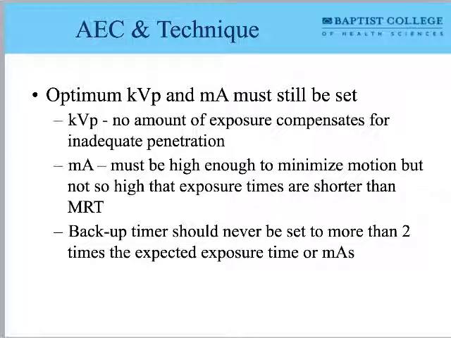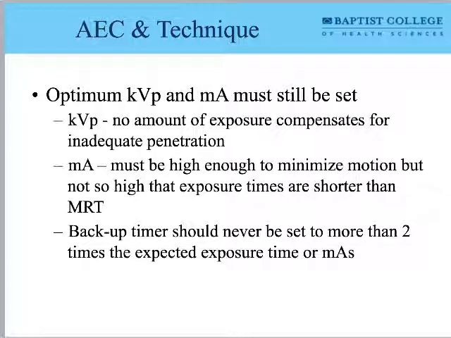Another thing that can happen if we're using this and we can hit the backup timer is if we didn't activate the right ionization chamber. So we see at the bottom of this column on the left, a common error while using the AEC is to forget to activate the correct Bucky mechanism, right?